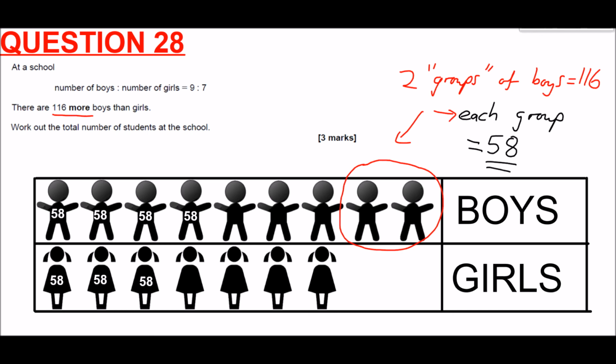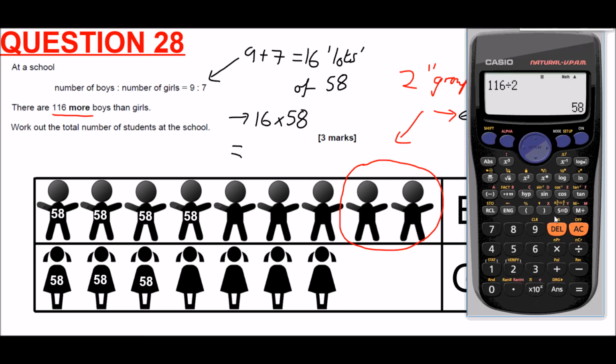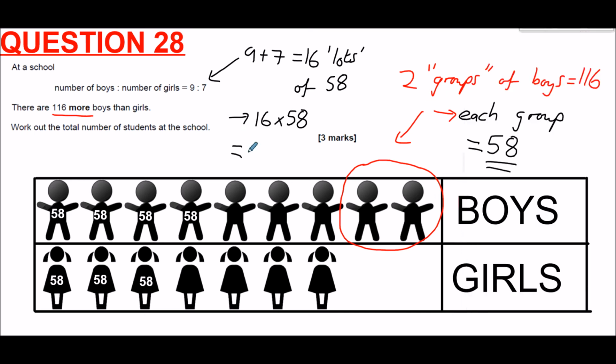How many groups do we have? Well, in total, we've got 9 plus 7, which is 16 lots, or 16 groups of 58. And so the total number of students will be 16 multiplied by 58, which we can work out here. 58 times 16, 928 students. So how many students are at the school? Final answer is 928.